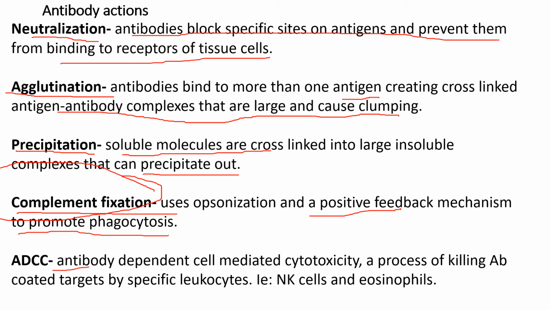And then antibody-dependent cell-mediated cytotoxicity. That's a mouthful, huh? ADCC. And that's the process of killing antibody-coated targets by specific leukocytes, like natural killer cells and eosinophils. So in other words, antibody will coat the specific antigen, and then these guys will target it.